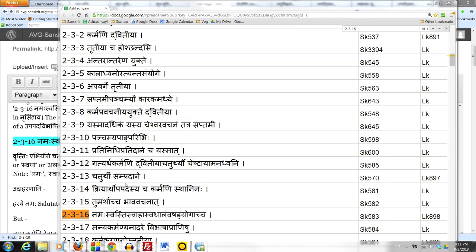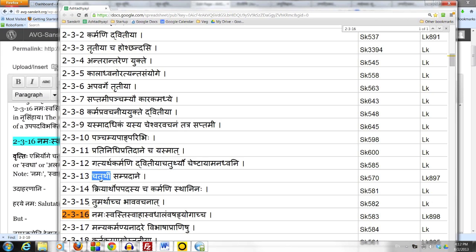Let us now take a sutram which prescribes the chaturthi vibhakti, the fourth case affix, as an upapada-vibhakti. We already know what an upapada-vibhakti means. It is a case affix added to a word on account of the presence of another word, the upapadam, which is not possessing any verbal activity. So the upapadam requires the addition of a particular case affix.